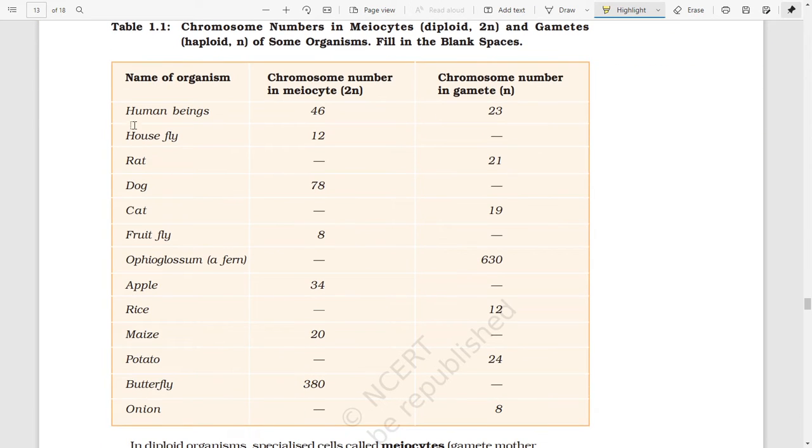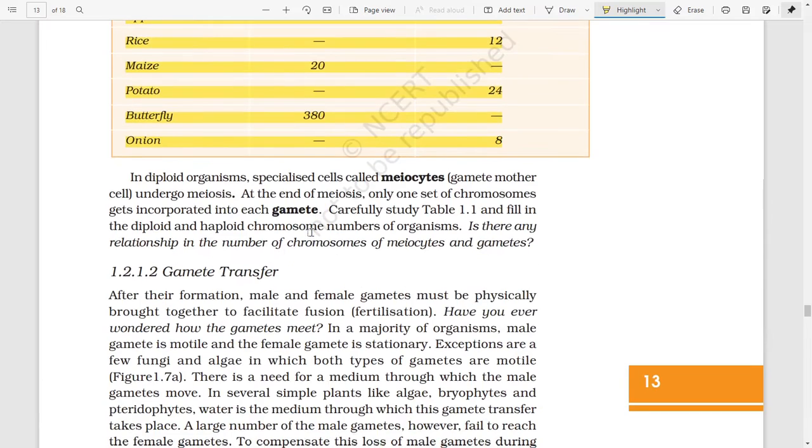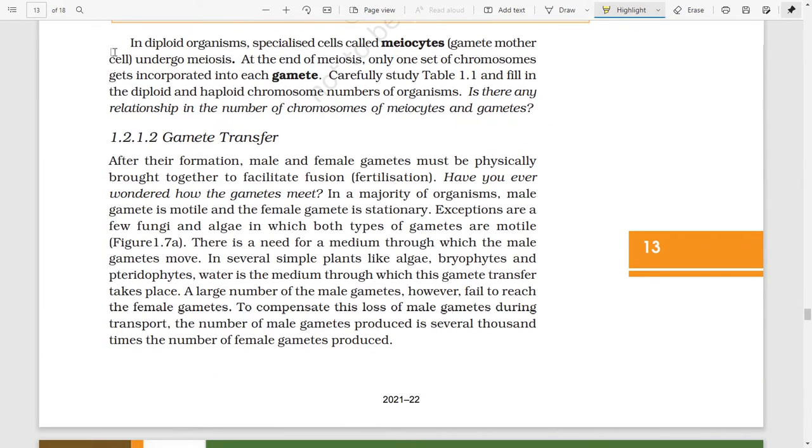These are very important, so one should remember this. In a diploid organism, specialized cells called meiocytes, the gamete mother cells, undergo meiosis. At the end of meiosis, only one set of chromosomes gets incorporated into each gamete.